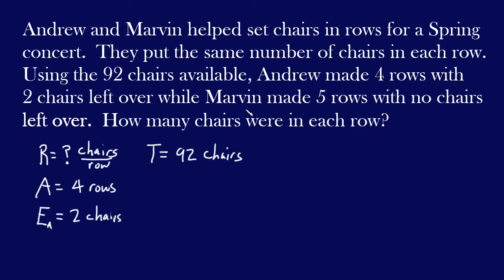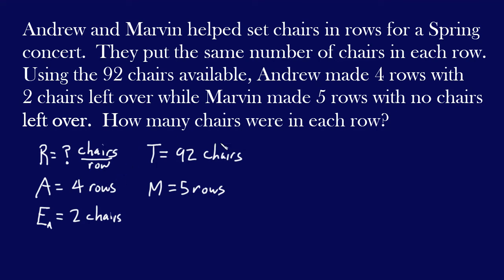And then Marvin, he made 5 rows. So let's say Marvin, he had 5 rows. And then he had no extra chairs. So we could technically say E sub M is equal to 0, but we don't really need to do that. So let's go ahead and try and construct our equation now.